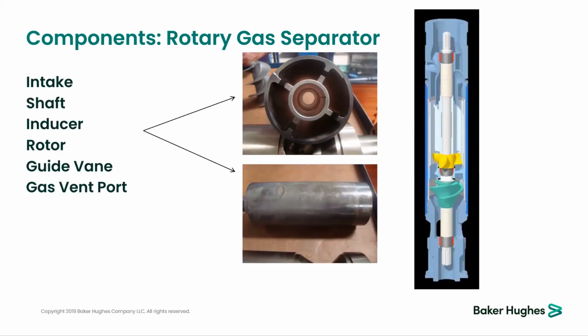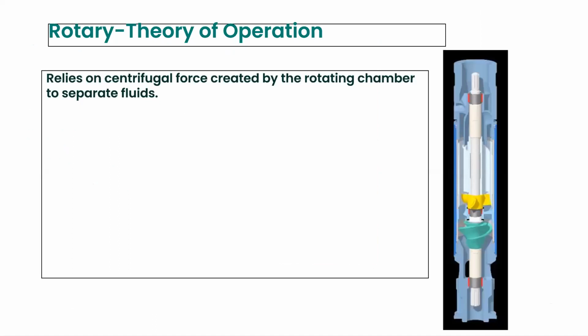The rotary gas separator almost relies on centrifugal force created by the rotating chamber to separate the fluid. The rotor forces the heavier fluid to the outer diameter of the chamber, and the gas remains inside, as we explained on the previous slide. Then the gas will be vented out through the port, and the fluid is routed from the outside of the separation chamber to the inside of the pump.